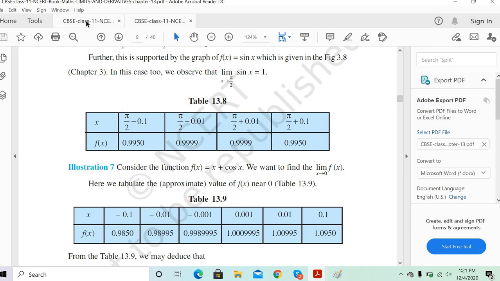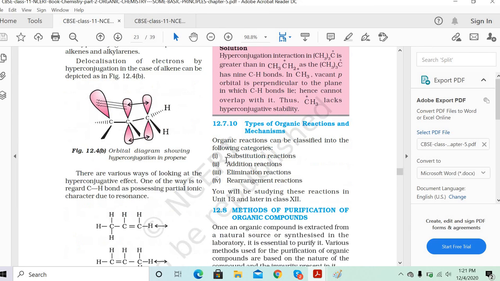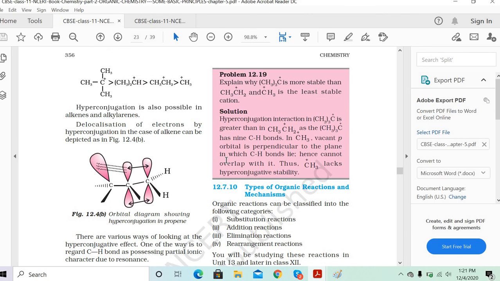Yeah, Vijay. What's the answer? I don't know how to do this one, sir. I didn't get this. Oh, okay, you didn't get it, fine. Explain why the (CH3)3C+ is more stable than CH3CH2C+, and C+H3 is the least stable cation. Okay, good.